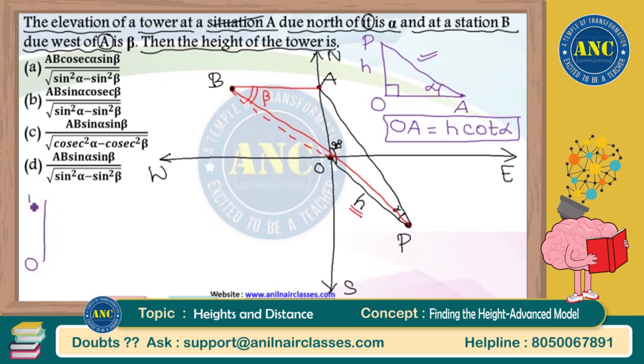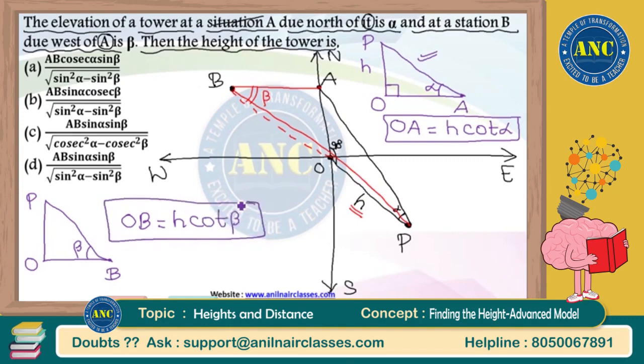Similarly, the pole is like this, OP, and there is point B to the west. So from the top to B, it is making beta. Don't take one diagram entirely and get confused. Take two smaller diagrams and make it easy. That is what I can say. OB, from the previous problem, again I can say it is H cot beta. Same as my previous problem. Now they are again asking you to find the height of the tower, which is nothing but H.